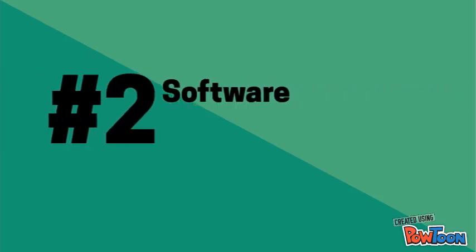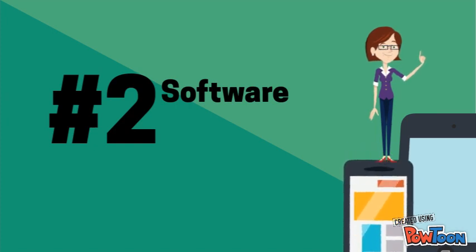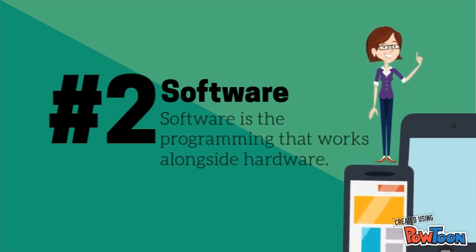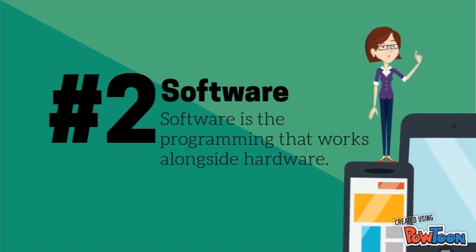That brings us to number 2, software. Software is generally the programming that works alongside hardware, as it uses the physical outputs from the hardware and translates them into something visual. An example of this is your operating system. Everything you see exists in hardware, but not the way you see it now.